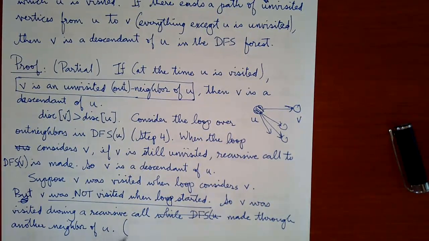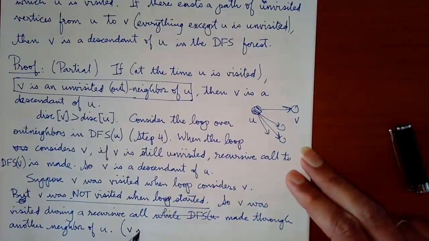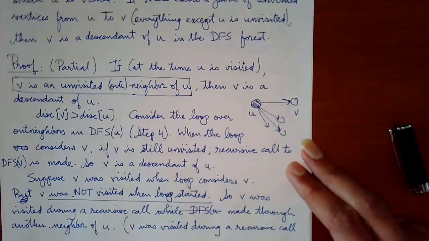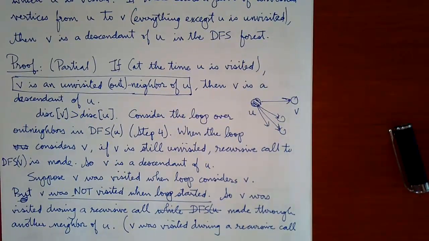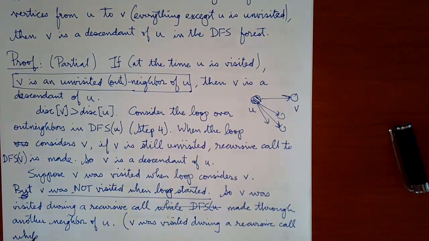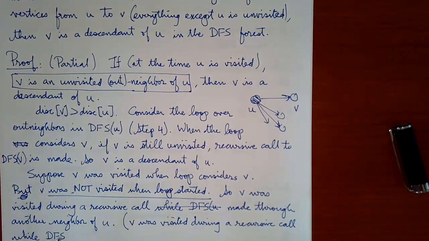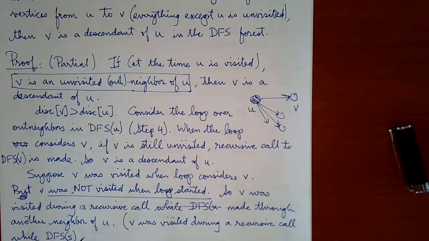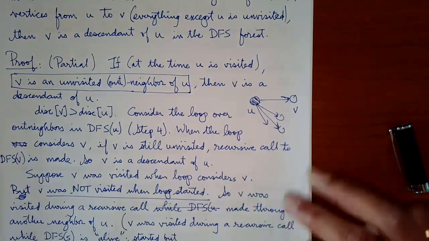Or another way of putting it is that V was visited during a recursive call while DFS of S is alive. By alive, I mean started but not terminated.